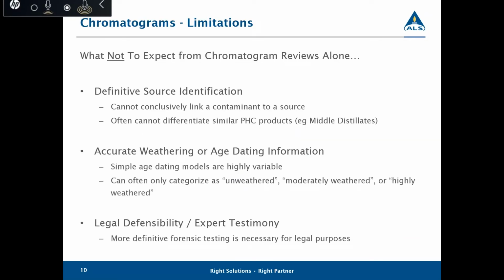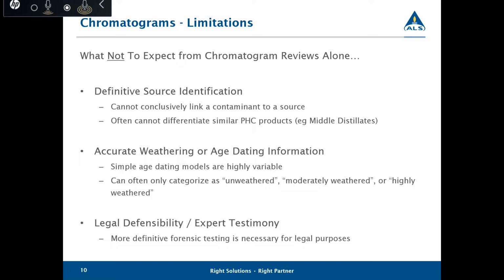Obviously there are some limitations to chromatograms, so it is important to understand what not to expect from a simple review of chromatograms. Without additional information, we can't provide defensible source identification. For example, we can usually characterize a contaminant as gasoline range, middle distillate range, lubricating oil or residual fuel range. But we often can't differentiate much further than that, especially after the weathering process.